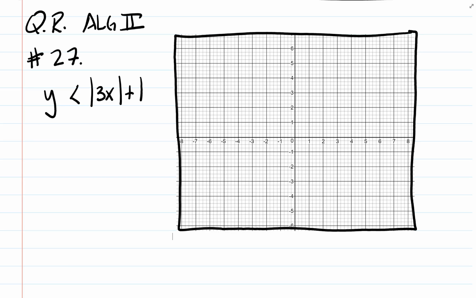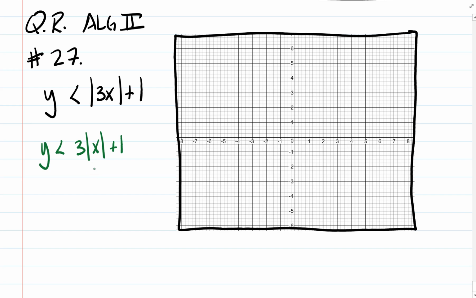In question number 27, they want us to graph the inequality y is less than the absolute value of 3x plus 1. I do want you guys to realize that this is an equivalent statement of saying y is less than 3 times the absolute value of x plus 1. The reason being is because if I take x, multiply it by 3, and then take the absolute value, I would get the same thing if I took the absolute value of x and then multiplied it by 3.